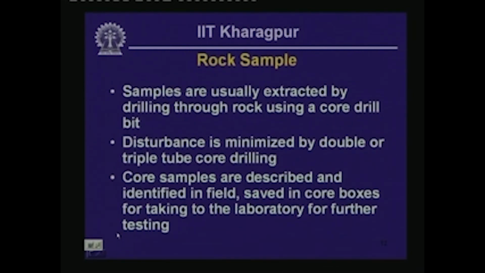Okay. Now, we get into rock sampling. Here the samples are extracted by drilling through rock layers using a core drill. We have seen examples of core drill bits in the previous lessons. Now, disturbance in this case is minimized by introducing double or triple tube core drilling. Core samples are described and identified in the field. They are saved in core boxes before taking to the laboratory for further testing.